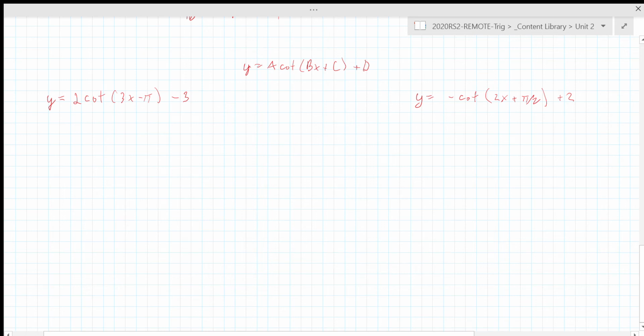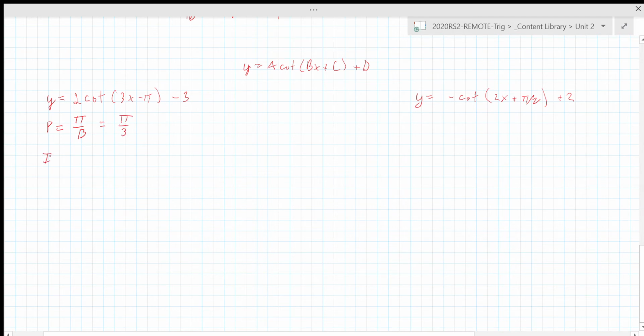Hello trigonometry students, this will be a short video describing how to graph one period of a positive cotangent or negative cotangent function. So we'll start here on the left with 2 cotangent 3x minus pi minus 3. And it will start very similar to our tangent graphs where we're finding the period by doing pi divided by b. So the period of this guy is pi thirds.